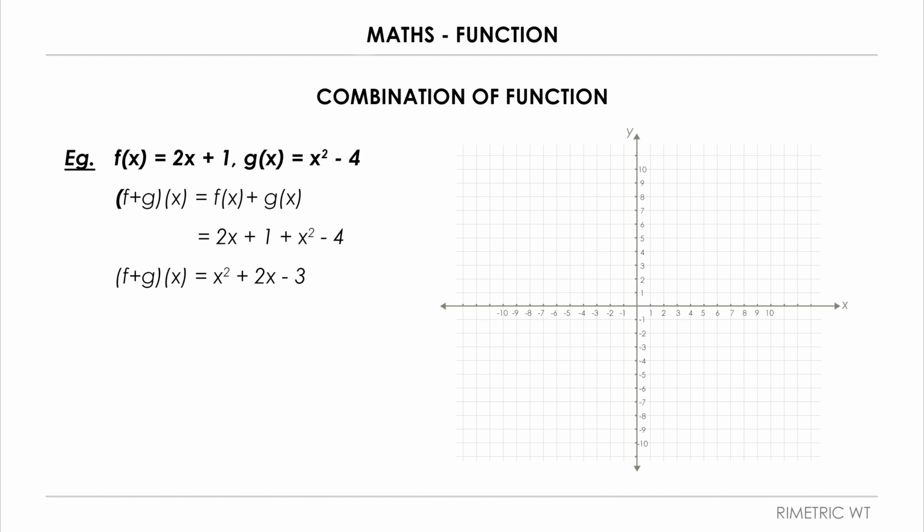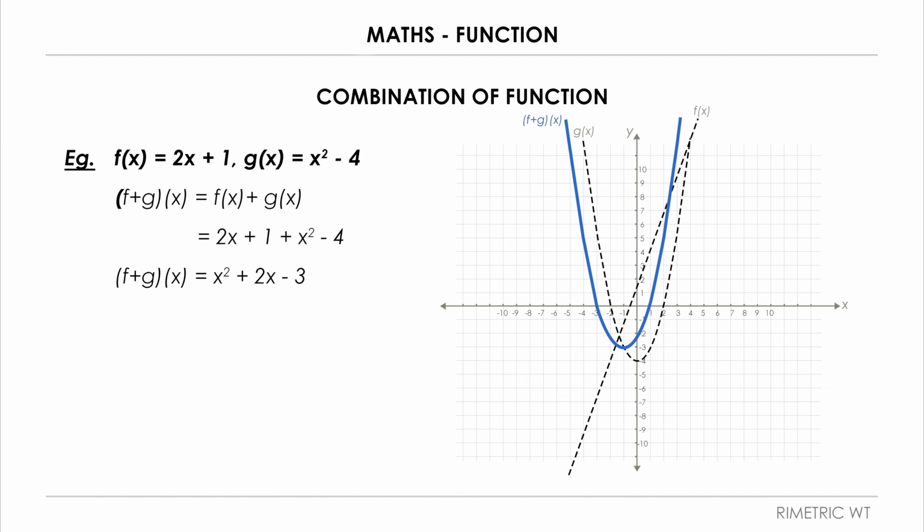Graphically, the two functions are illustrated here. f(x) is a linear function, graphed here as shown, and g(x) is a quadratic graph as shown. Now let's see the graph of their sum, which is also a parabola because the resulting function is also a quadratic. Next is the difference, which is (f − g)(x).